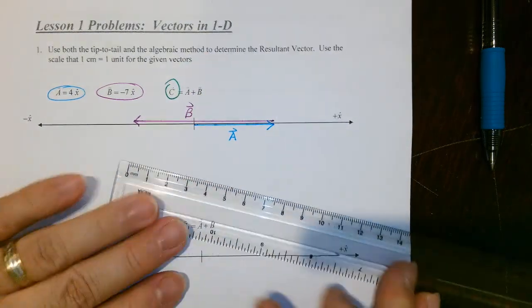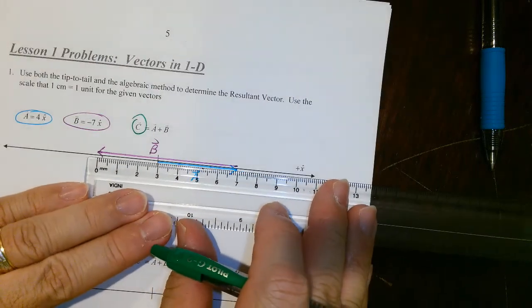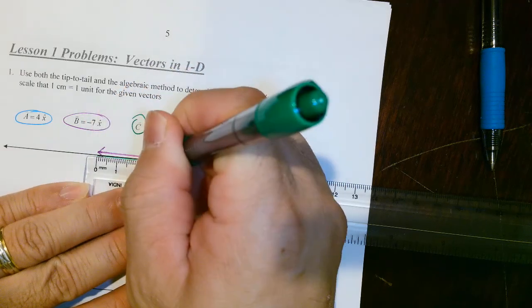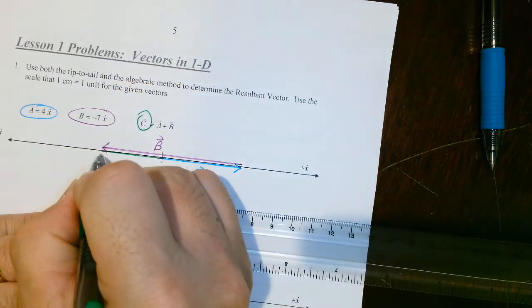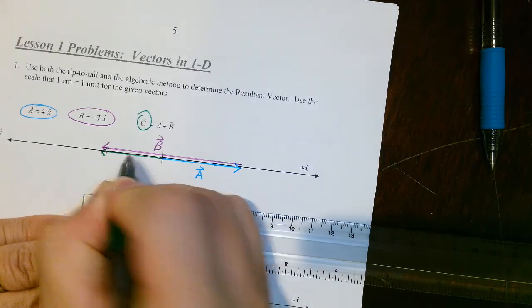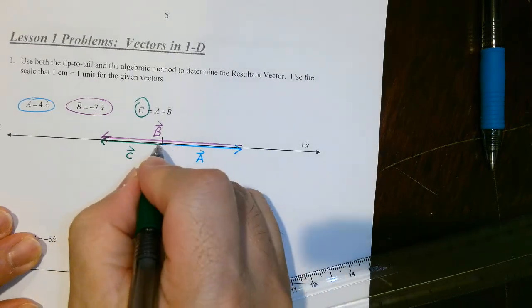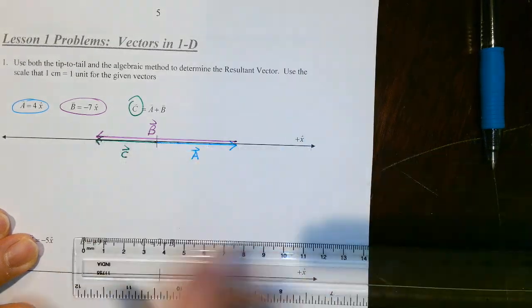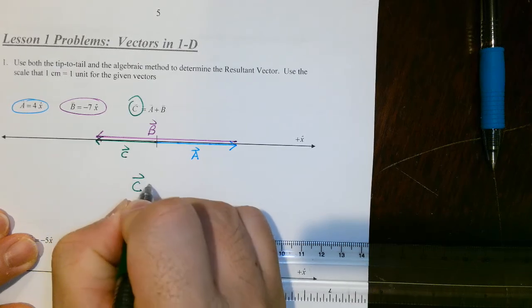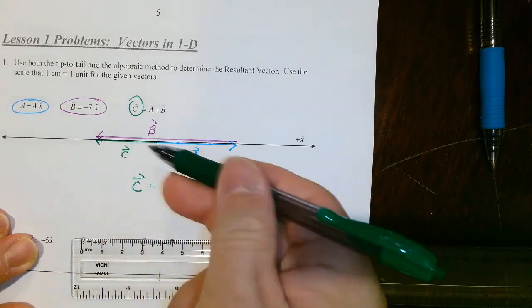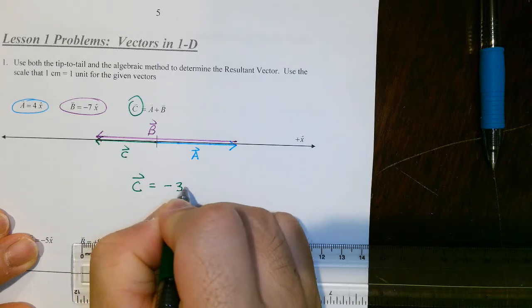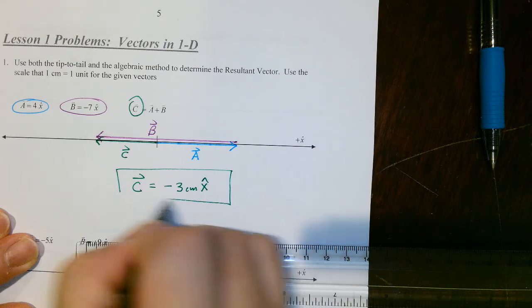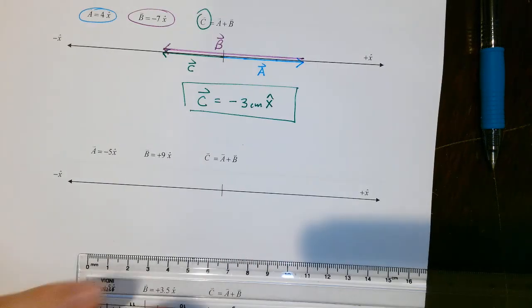So my C vector is from the tail of A to the tip of my B, and that is my resultant vector C. Therefore, if I were to measure this, this looks like 3 centimeters, right? So C vector is equal to 3 centimeters, but going in the negative x direction. Boom.